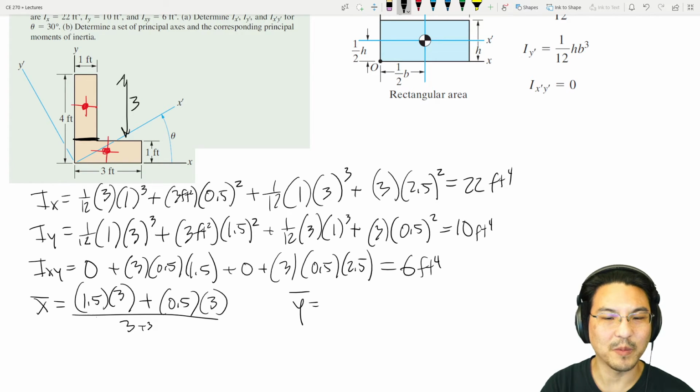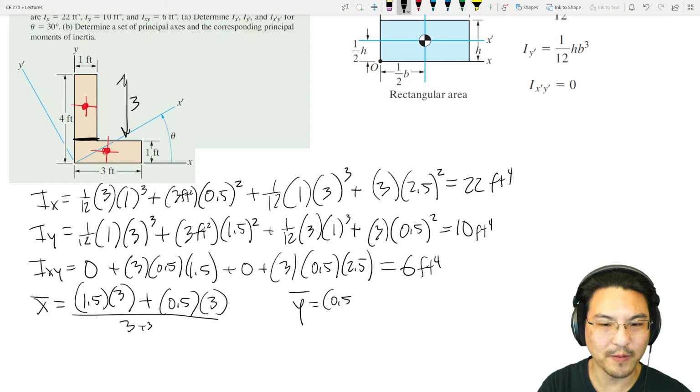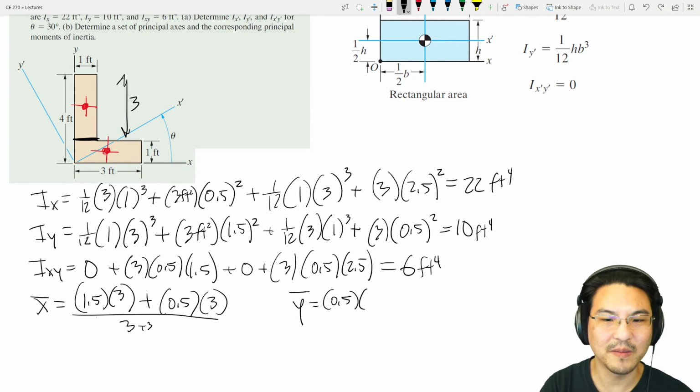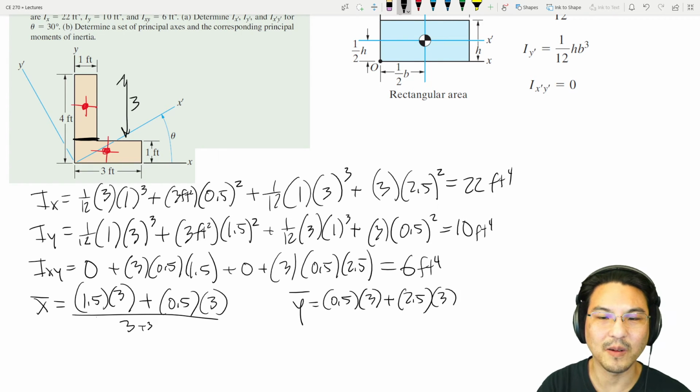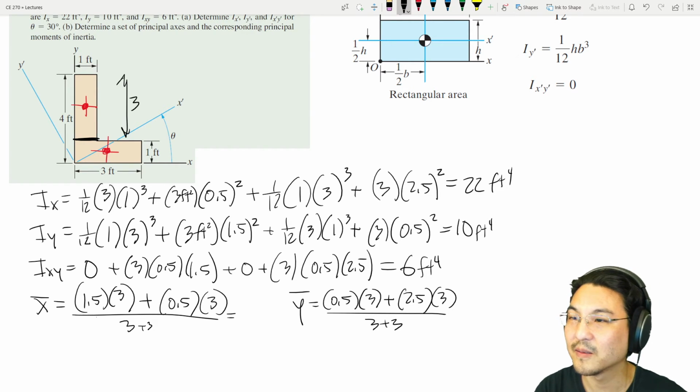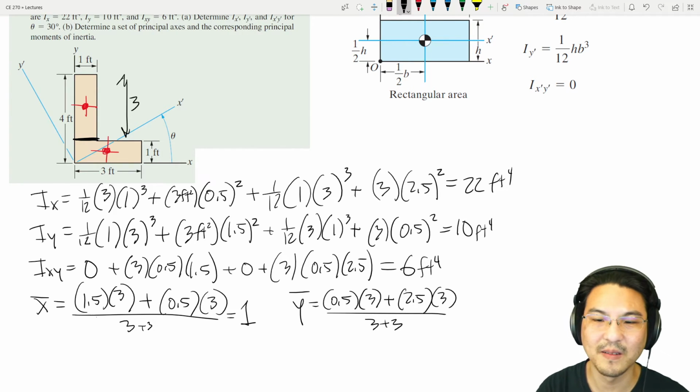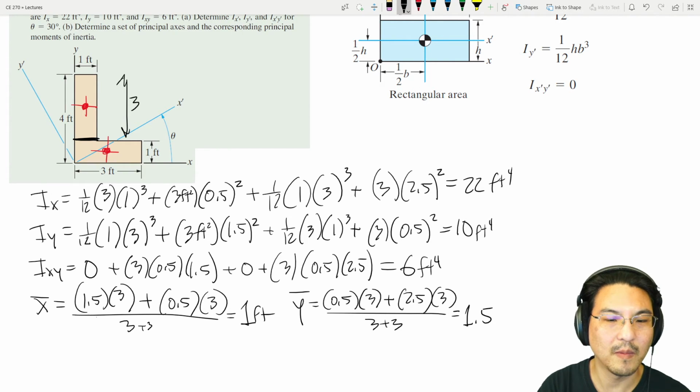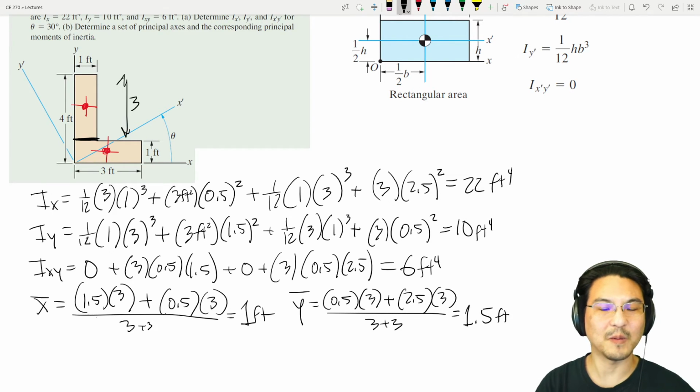Okay, and then the y component of this, 0.5 times this area, plus the y component of this one, 2.5 times this area, 3, over the total area. Okay, and then that's 1 and 1.5 feet. Okay, so we know the location of the centroid.